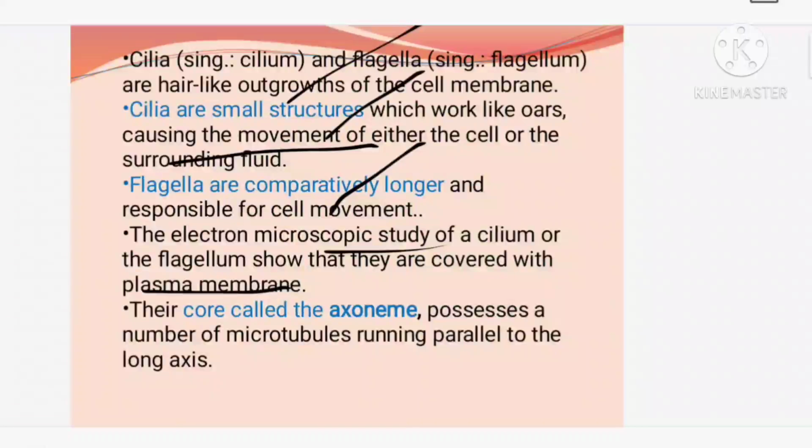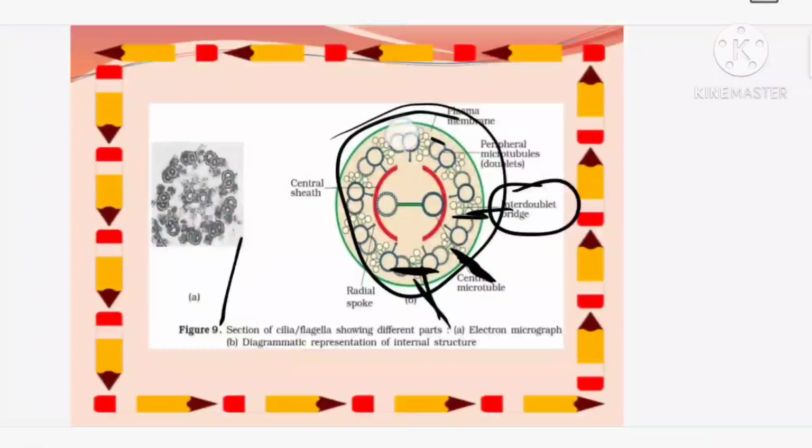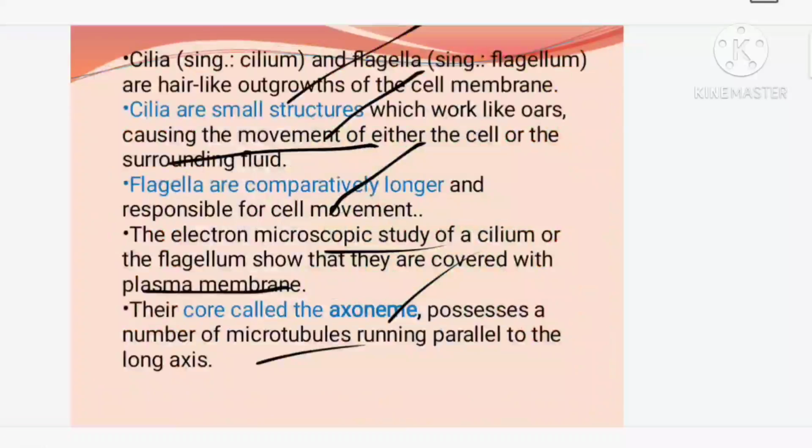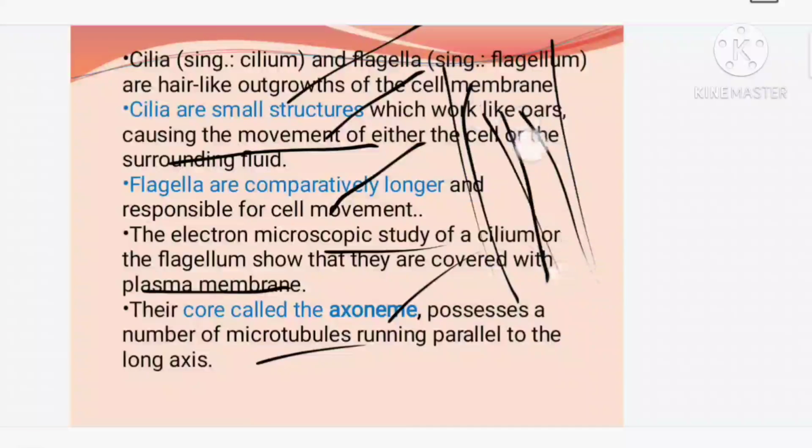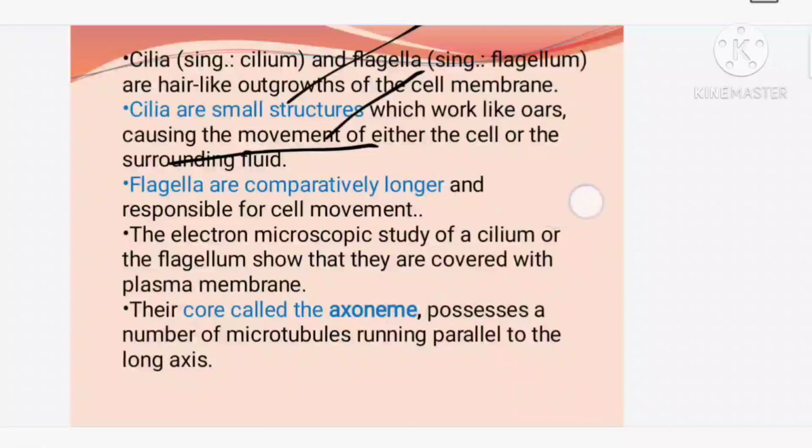This core is called the axoneme. The central sheath, I told you, is not the axoneme; the whole part we call the axoneme. It contains a number of microtubules running parallel to one another. Each and every one is running parallel: the 2 central and the 9 peripheral are all running parallel to one another over the long axis.